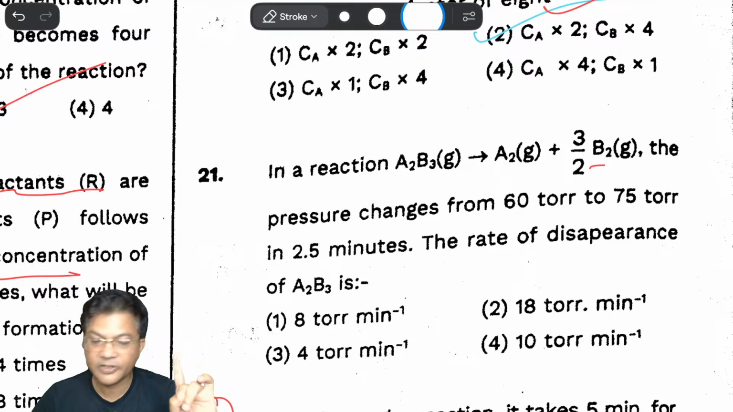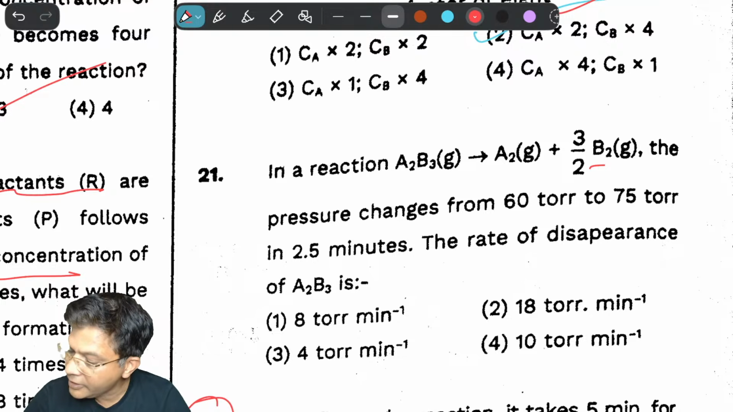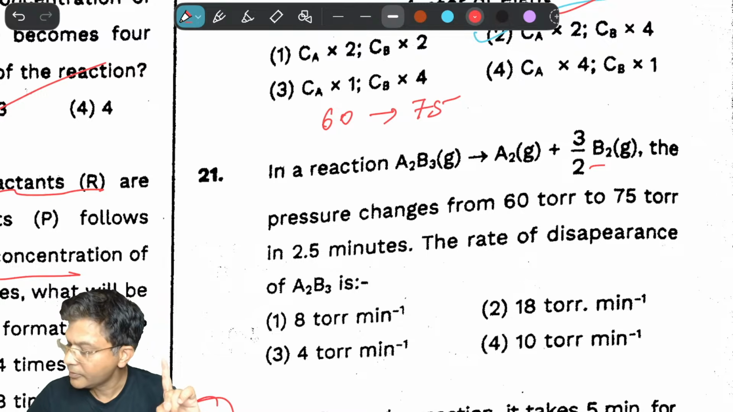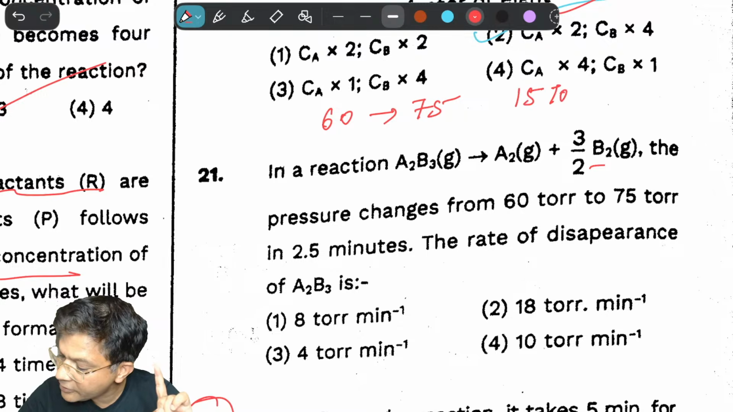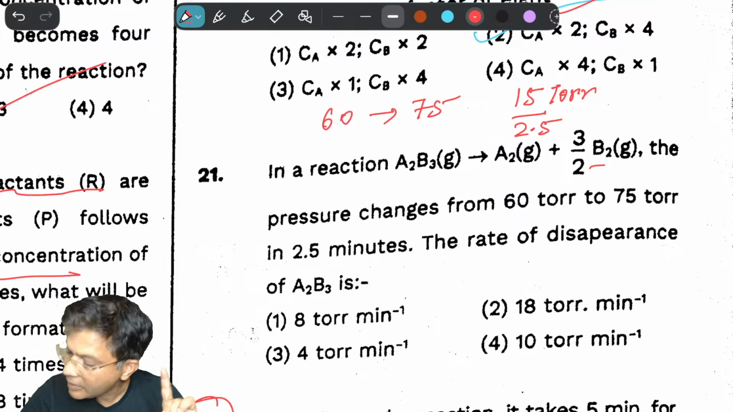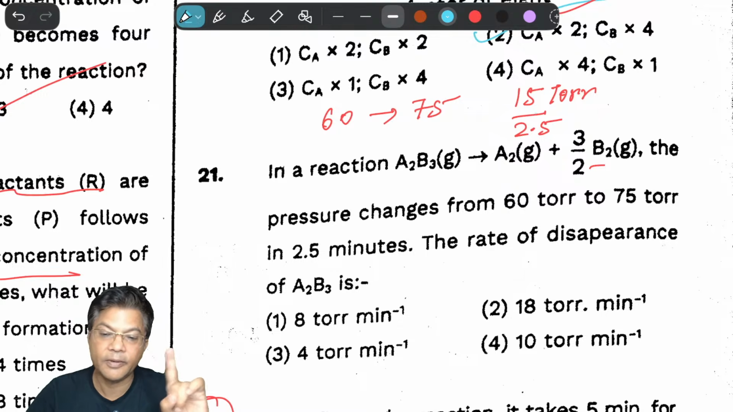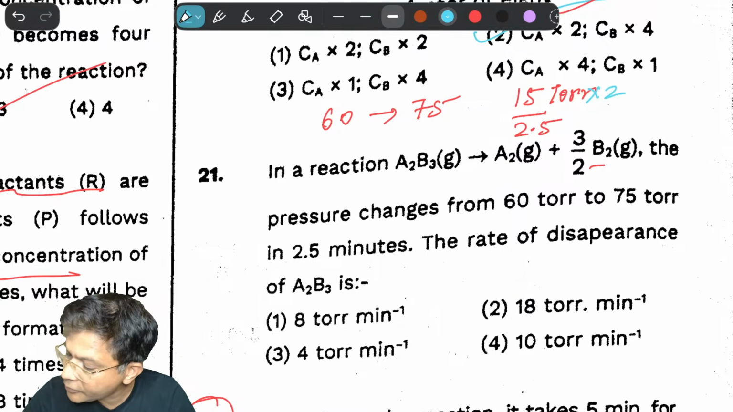See, how much pressure increase is there? 60 to 75. How much increase? 15 torr. 15 torr in how many minutes? In 2.5 minutes. Divide it. 15 upon 2.5. Since we don't know, multiply the top and bottom by 2. So it will become 30 upon 5.